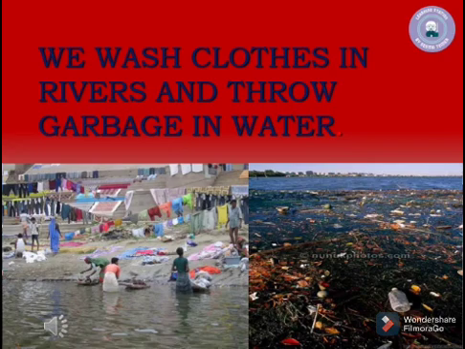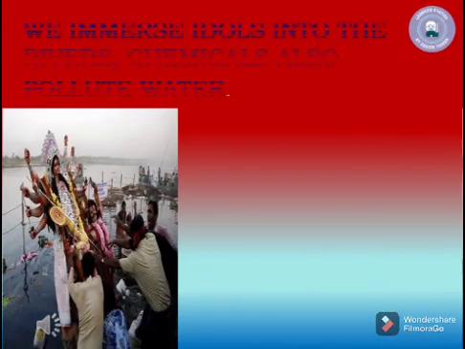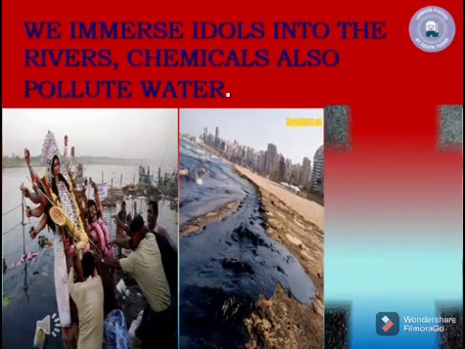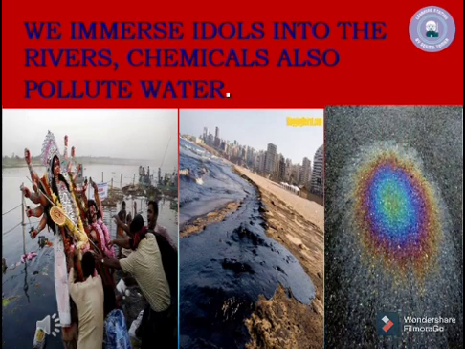When rivers pass through cities, dirt, mud, plastic, paper, oil, garbage and chemicals mix in the water, making it polluted. We also immerse idols into the rivers. Chemicals also pollute water as we discussed just now. So these are the reasons which make the water dirty.